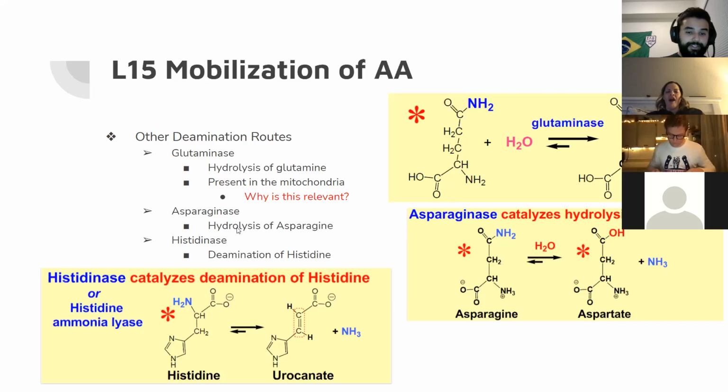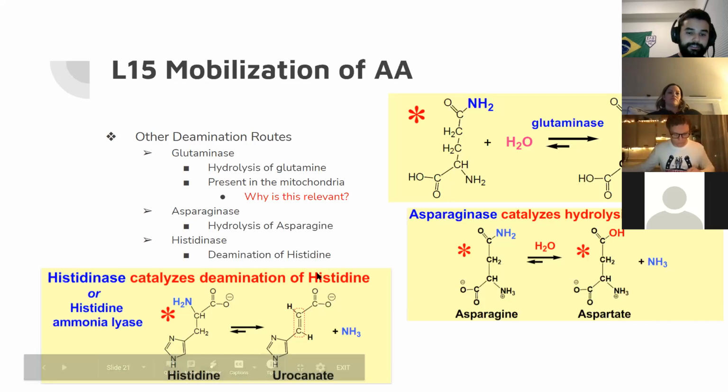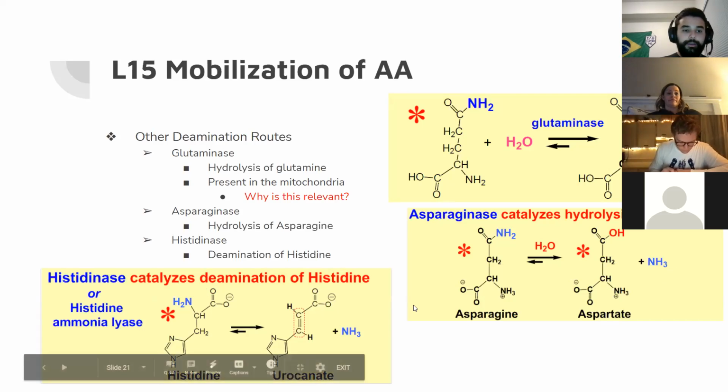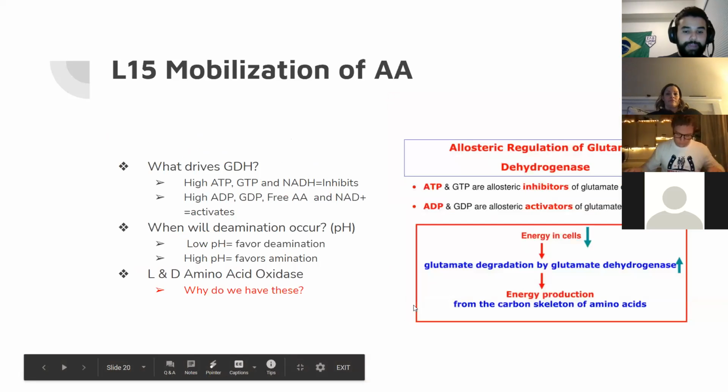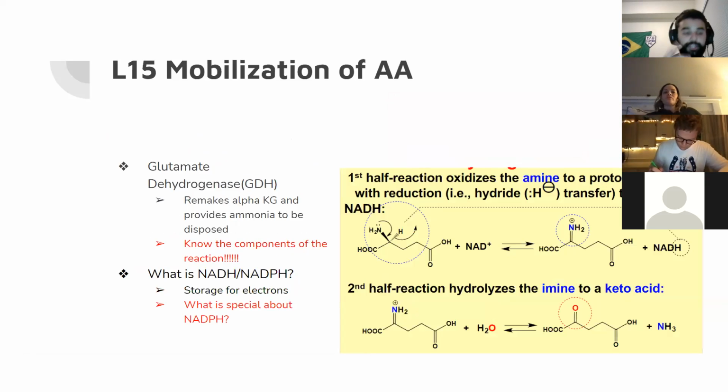Then we have asparaginase, which is just a hydrolysis of asparagine. We're also going to get ammonia. And then histidinase, which is the deamination of histidine. Okay, these are all reactions that you also should know, right? But again, they follow a similar pathway to GDH. Okay, but GDH is the only one that he wants you to know in full.